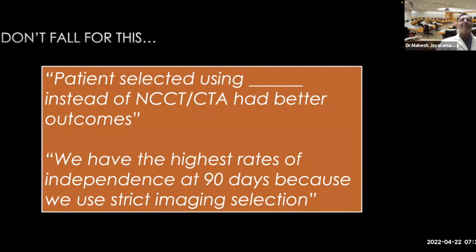Now, it's very tempting to fall for this. We see this all the time, right? We see so many papers that have said patients selected using blank instead of non-con CT and CTA had better outcomes. And then I've seen this also published: we have the highest rates of independence at 90 days because we're very strict with our imaging criteria.